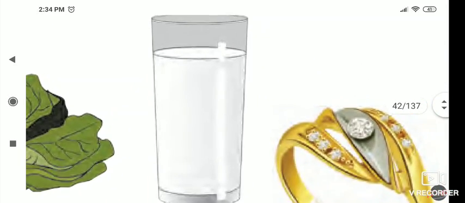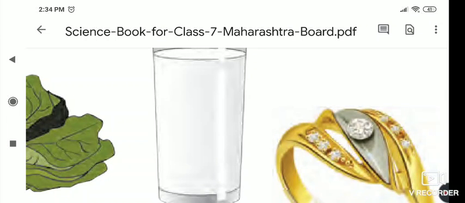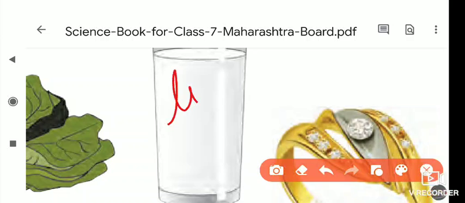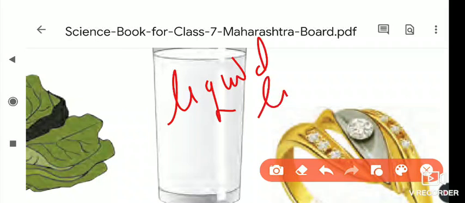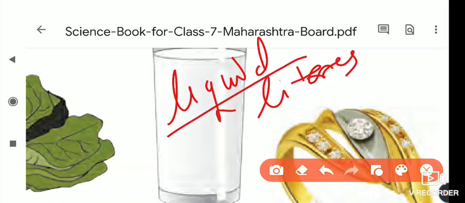Next it is milk. Milk we are taking in kg? No, we are taking it in liters. Liquid things are there, milk is liquid. Liquid things we are taking in liters. It may be milk, oil, water, or any other liquid, kerosene, petrol, we are taking in liters.